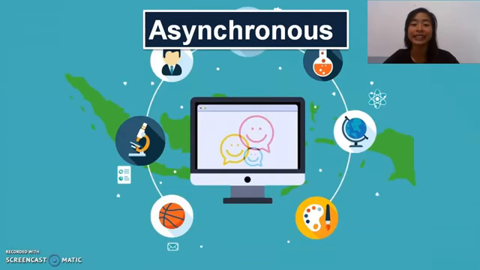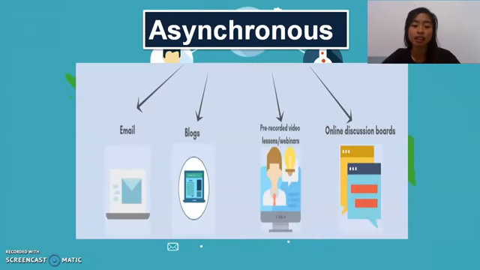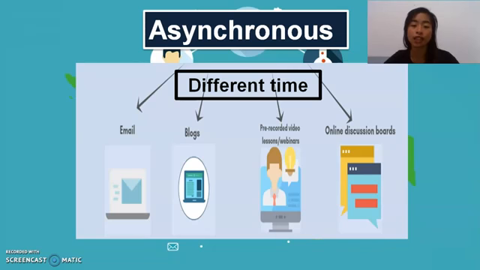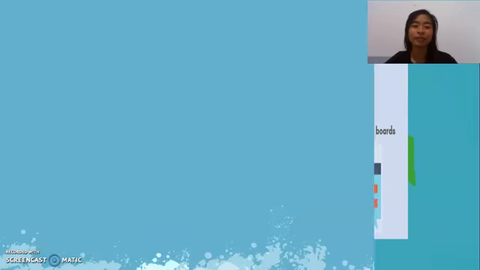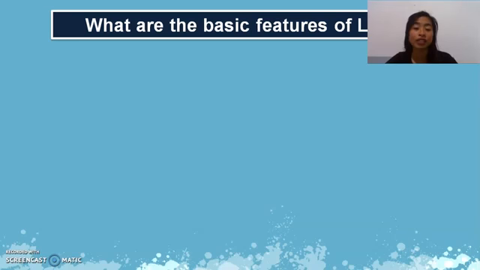The second one is asynchronous. This means the learner gets or creates the information through email, blogs, and recording video on the discussion boards, but they are in a different time and a different place. It's called asynchronous. I hope you understand asynchronous and synchronous learning. Move to the next question.